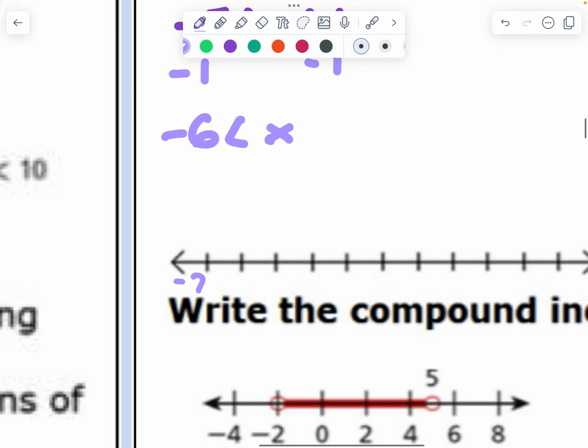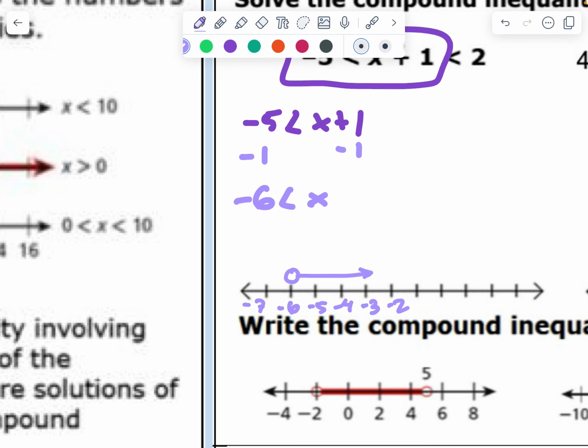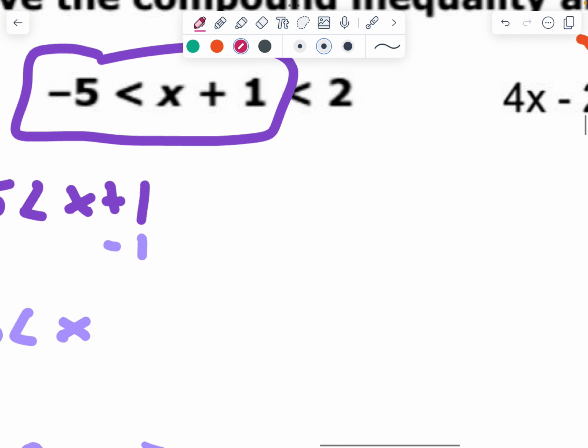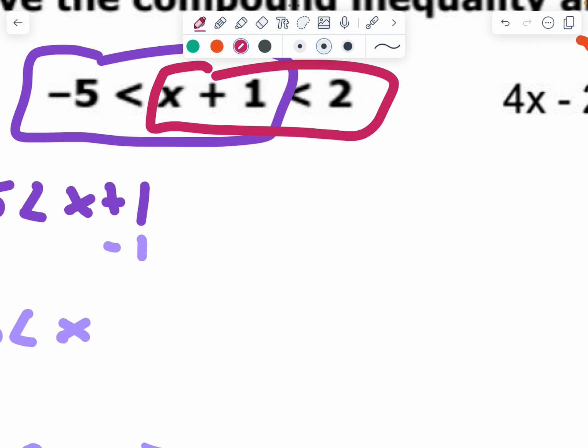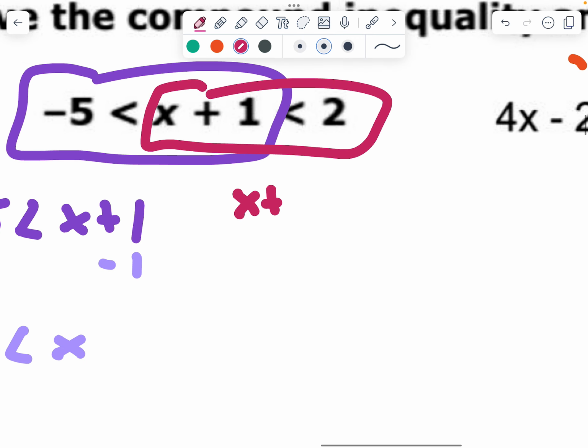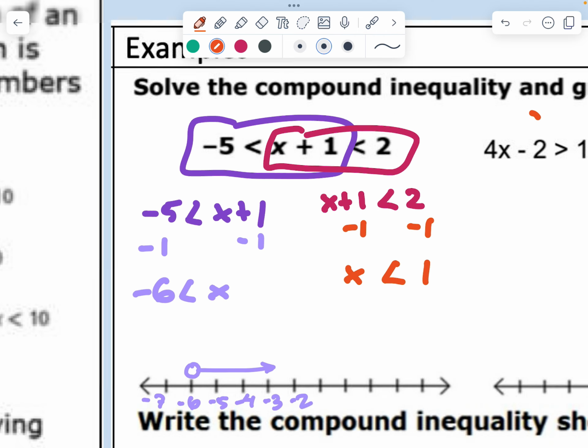And graphing-wise, it would look like this. Open circle, arrow going to the numbers bigger than negative 6. That's my first inequality, right? Compound inequalities are two put together, so I'm just breaking it down one at a time. My second one, I'll do in this reddish color, would be x plus 1 is less than 2. Quick solve, x is less than 1.